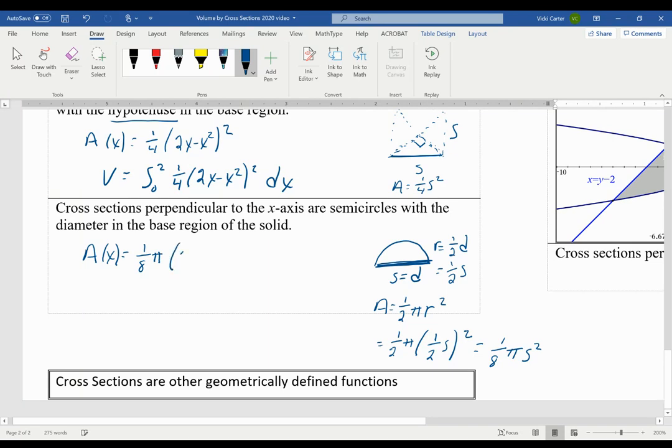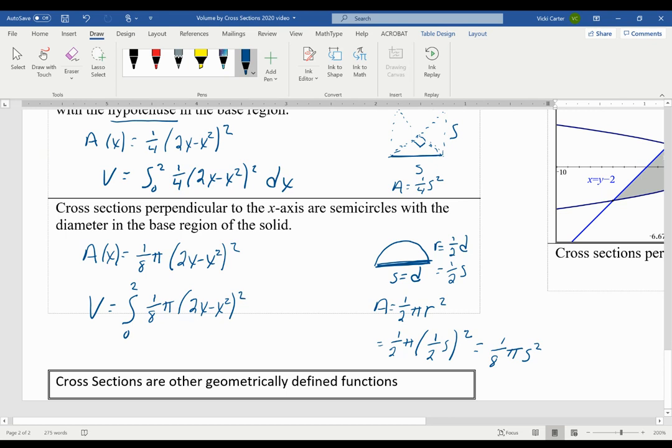S is still 2x minus x squared. Again, volume is now easy. 0 to 2, an integral, 1/8 pi times 2x minus x squared squared.